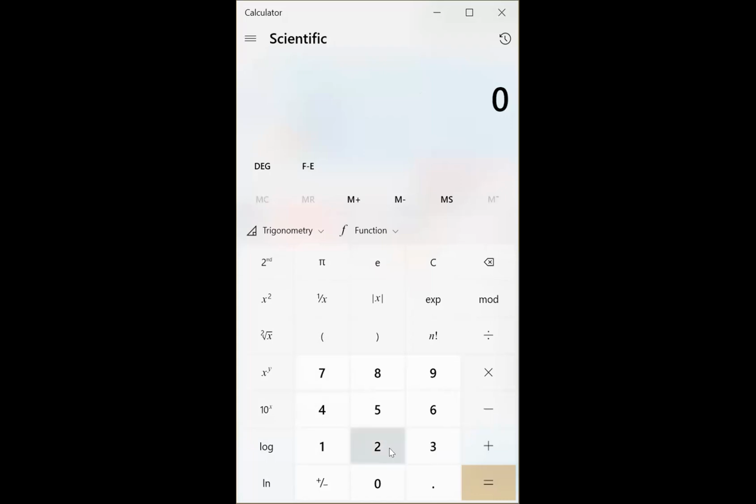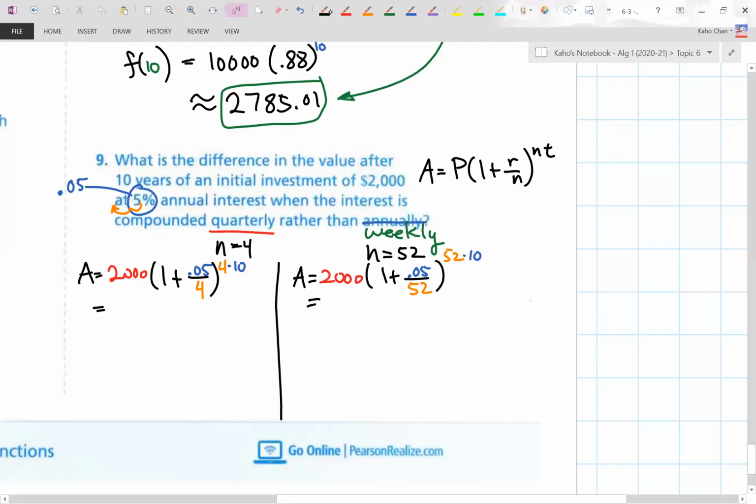All right, $2,000 times 1 plus 0.05 divided by 4 quarterly to the power of 4 times 10. I mean, you can put in 40 if you want to. I'm being very literal. Whoa! Okay, let's write that down. $3,287.24. Yay. Good amount of money there. How much more is the other one is the question. Okay, let's punch in the other one.